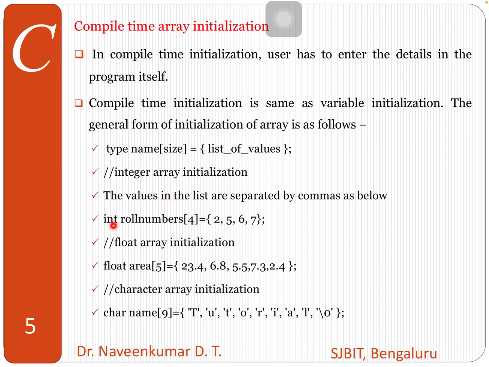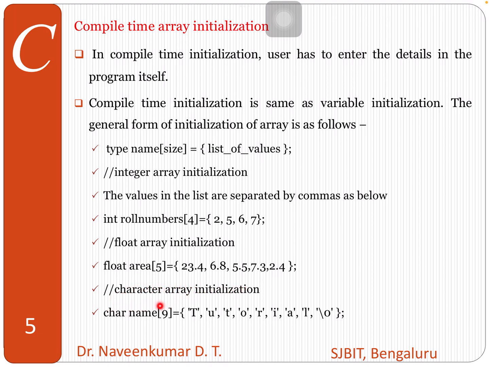Here for the integer array type we have declared the type as integer and the name of the array as roll number. In the brackets we have entered the maximum size of the array, and the array values are entered comma separated. Similarly for a floating type array, we declare the data type as float and the array name is area, and the size of the array is 5. Inside the curly braces on the right-hand side we have entered the elements comma separated, just like in the case of the integer type array.